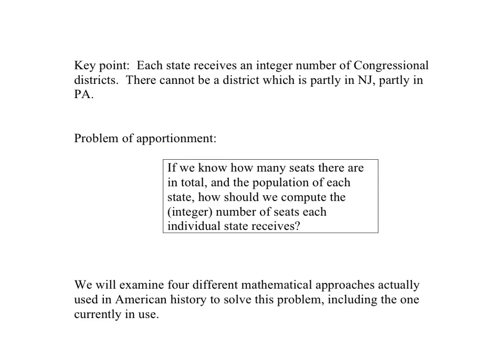Here's the problem then of apportionment. If we know how many seats there are in total, and if we know the population of each state, how should we compute the integer number of seats that each individual state receives? Typically, how many seats there are in total is given to you in advance. What the population of each state is given to you in advance. Right? So that's typical, that all that information is known. Your job is to compute the number of seats going to each state. So we're going to investigate 4 different mathematical approaches that have all been actually used in American history to solve this problem, including the one that's currently in use.